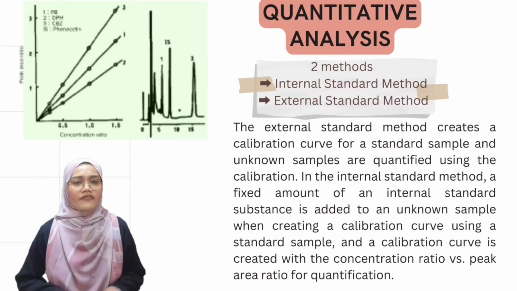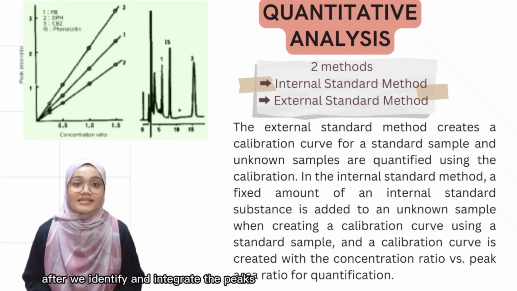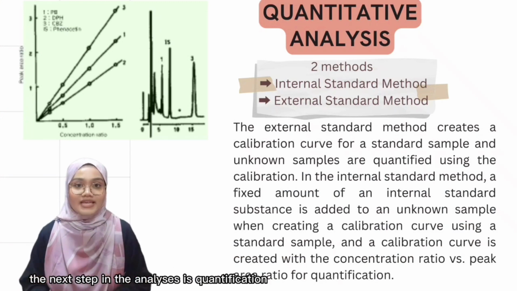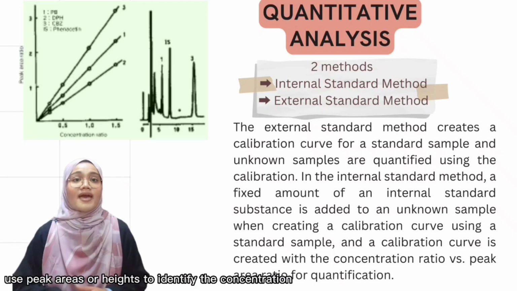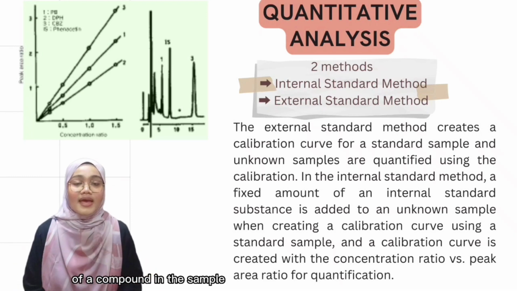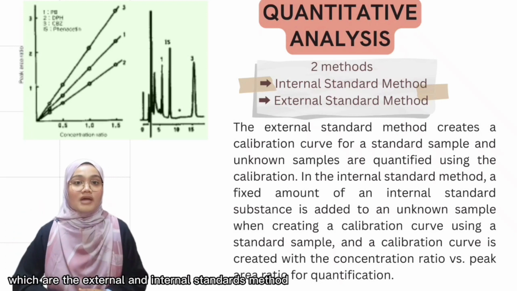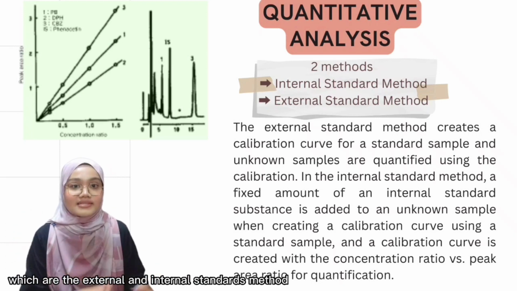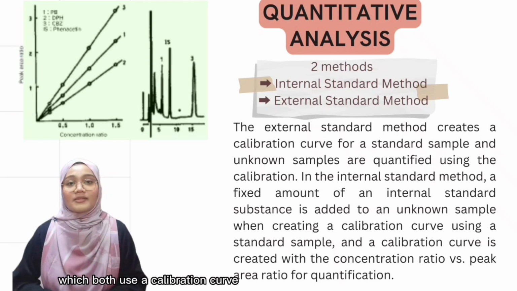Quantitative analysis. After we identify and integrate the peaks, the next step in the analysis is quantification. Quantification uses peak areas or heights to determine the concentration of a compound in the sample. There are two methods for quantification, the external and internal standards methods, which both use a calibration curve.